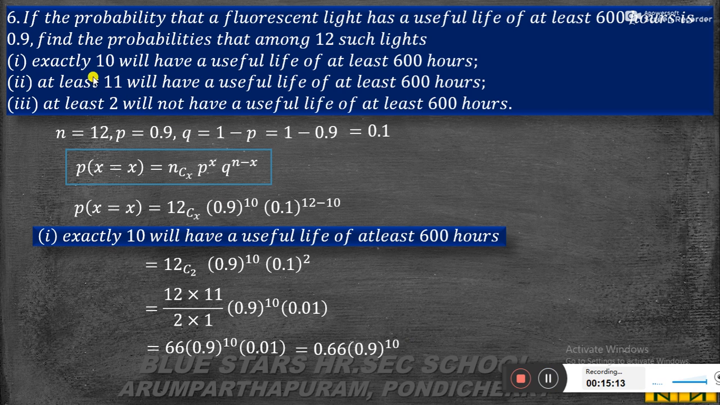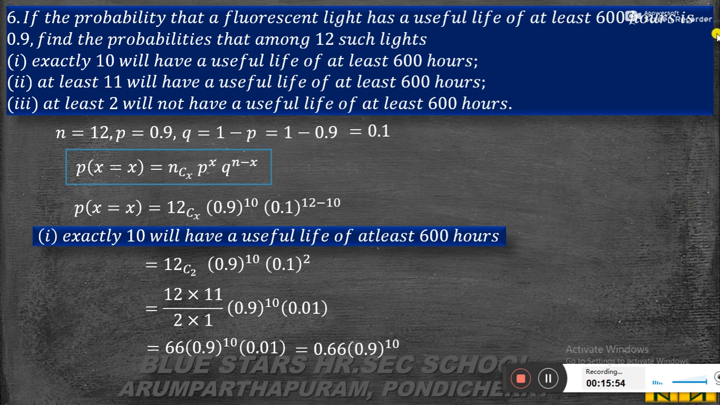Sixth problem. If the probability that a fluorescent light has a useful life of at least 600 hours is 0.9, find the probabilities that among 12 such lights: subdivision 1, exactly 10 will have a useful life of at least 600 hours; subdivision 2, at least 11 will have a useful life of at least 600 hours; subdivision 3, at least 2 will not have a useful life of at least 600 hours. Read the question.